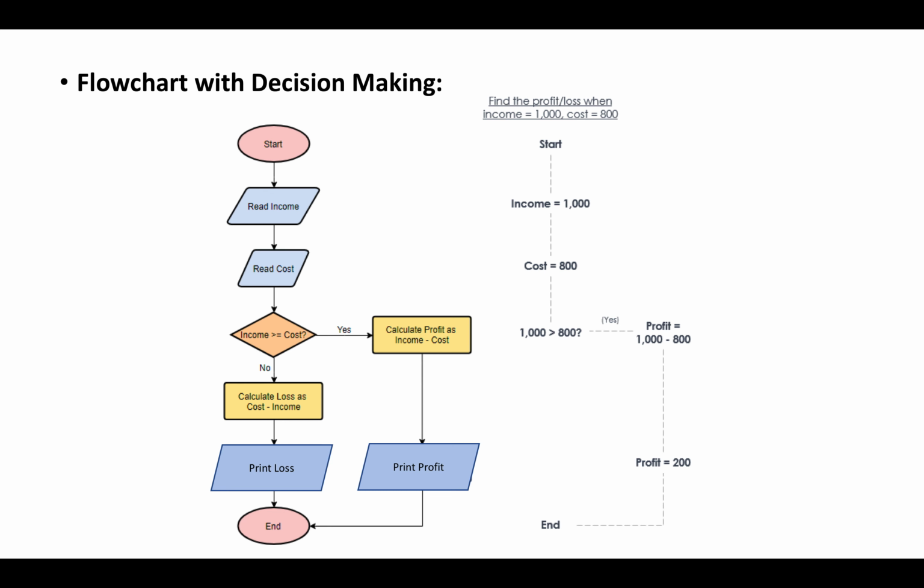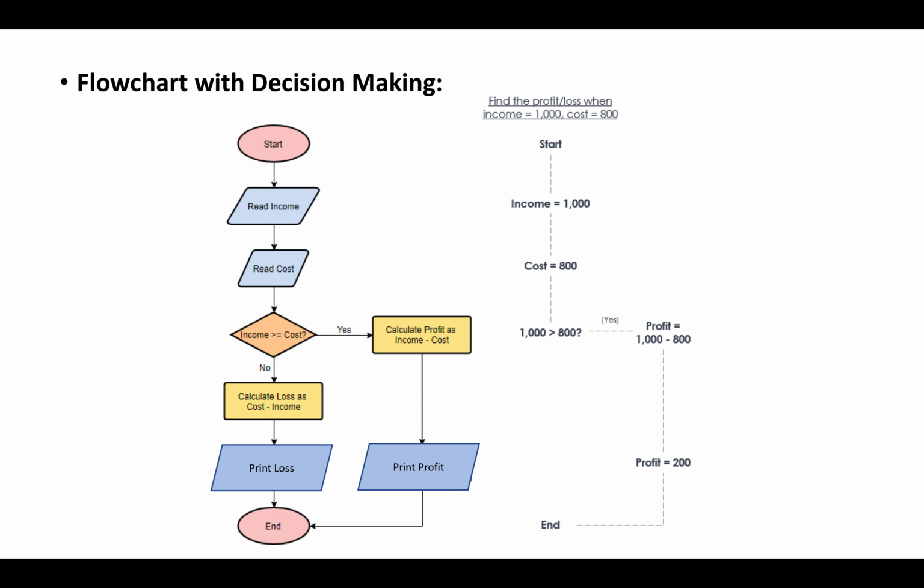On the yes side, if we have calculated the profit, then we need to print this profit as well. So in a tilted box, the print profit statement is there, which is followed by the end statement. Now if income is greater than or equal to cost, we have gone through the yes or true path. What if this condition is not satisfied? It means it is false. So we label the downward arrow with a no, and when it was true, we labeled it with yes.